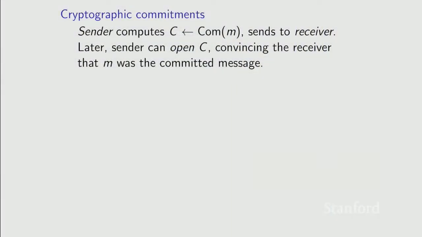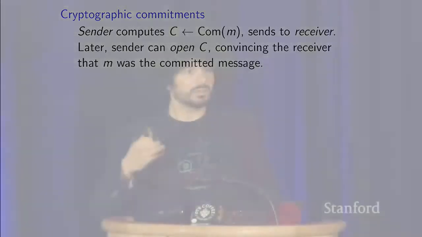So to review, let's take a look at a cryptographic commitment. In a cryptographic commitment scheme, we have a sender that computes a commitment to a message, and then it sends the commitment to a receiver. Now, later, the sender can open the commitment and reveal the message inside, and convince the receiver that the message that's revealed is consistent with the commitment that was sent earlier.